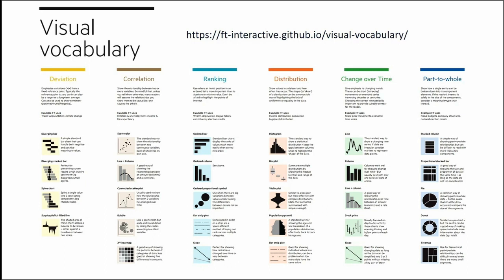So they can say, right, if I've got some data where I want to look at the change over time, then I should probably use a line or a line and column chart, something obvious that the audience will recognize. Likewise, if I was using a ranking, I could use a bar chart or something along those lines.